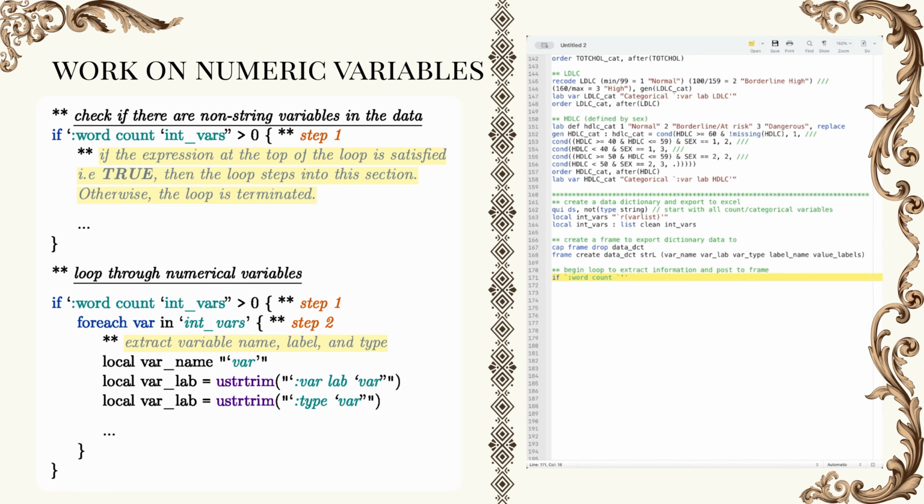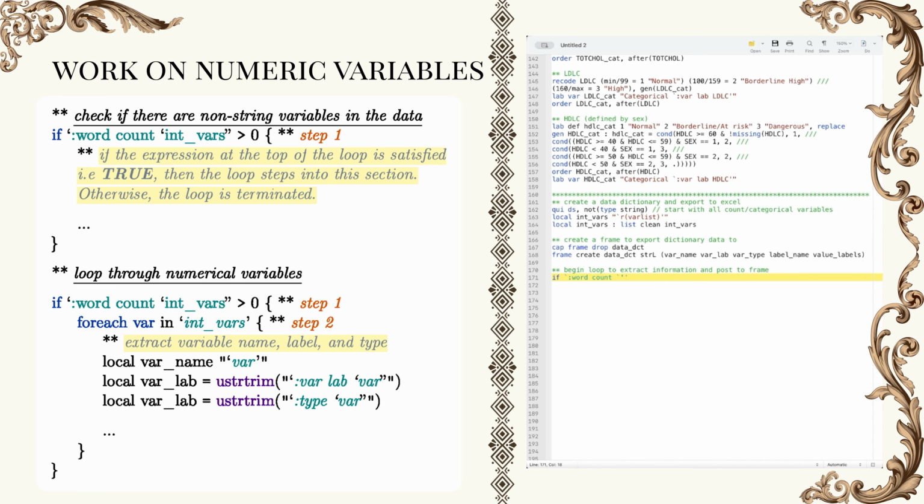If the check evaluates to true, then we move on to the next level in the loop, where for each variable we capture its name, label, and storage type and store these in local macros. Then we check whether the variable has a value label attached to it using the macro function value label and passing it through the word count function. This serves to separate factor variables from continuous variables, effectively killing two birds with one stone.